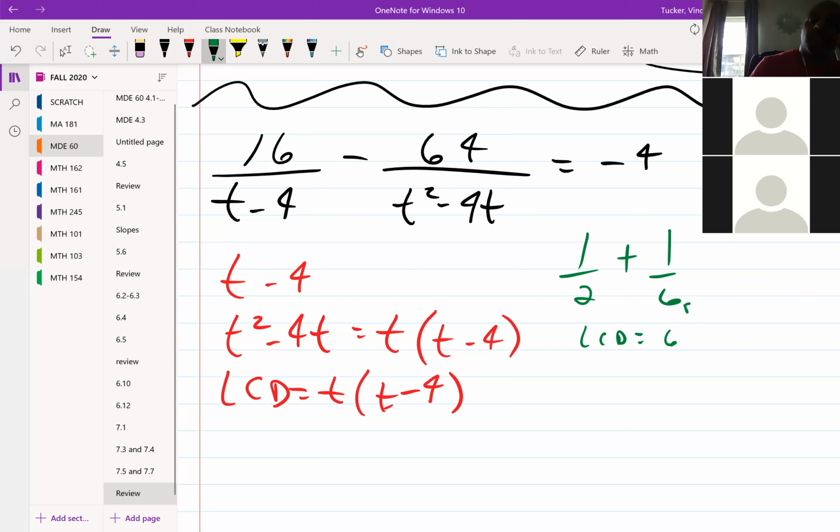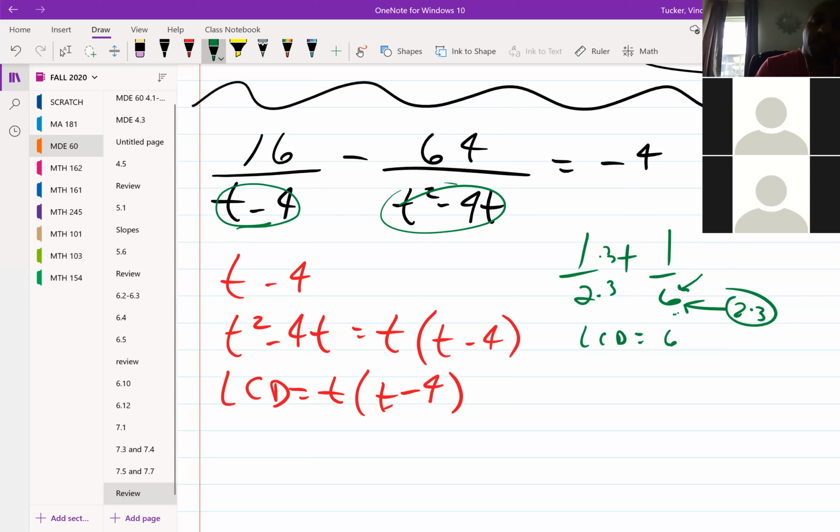Now, 6 is 2 times 3. So the only thing I do is multiply this one by 3 in order to change it into the 6. But I don't add a 2 to this. I don't take it to 12, even though I could, because that wouldn't be my least common denominator. So this is the same thought process. This t minus 4 is inside of this denominator right here.